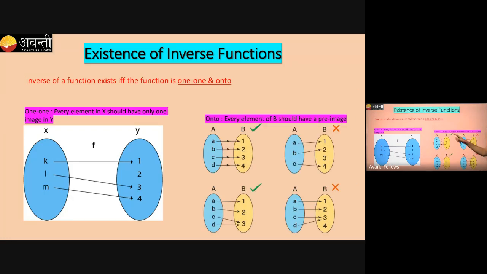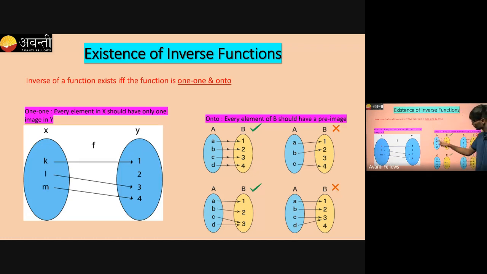Onto functions. Onto functions means every element of B, the other set, should have one pre-image. Do you understand what one pre-image means? Like every element of B should be used. That is basically an onto function. Should be used means they all should have one pre-image.